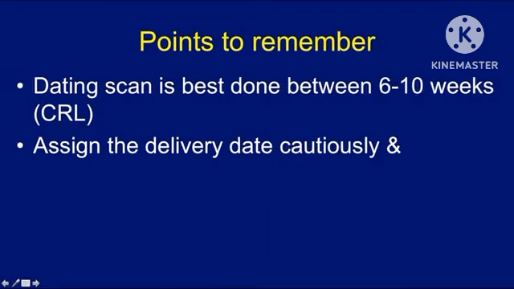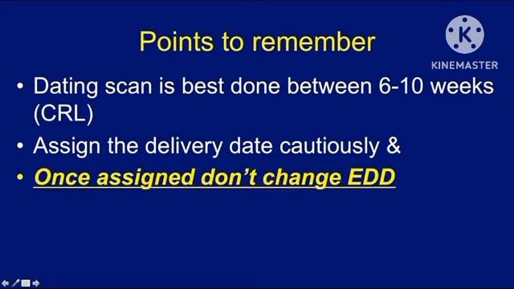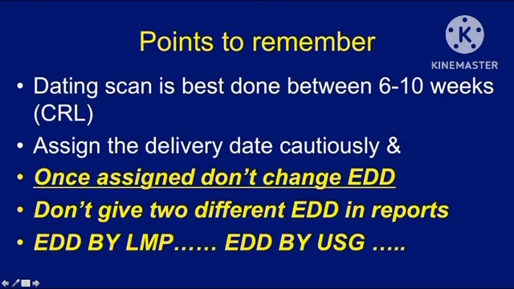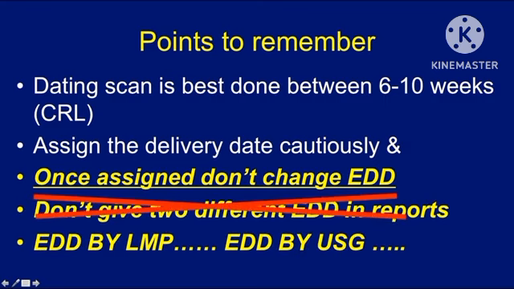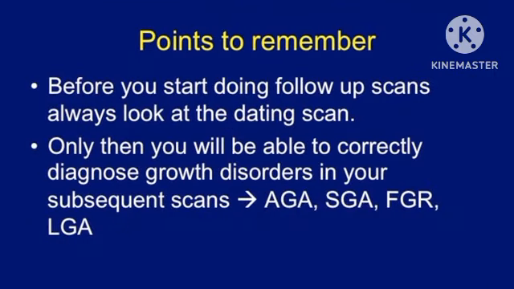So you should always remember that a dating scan is best done between 6 to 10 weeks using CRL. You should assign the delivery date cautiously, and once assigned, don't change the EDD in your subsequent reports. Don't give two different EDDs in your reports. Something like this should be avoided. Before you start doing follow-up scans, always look at the dating scan. Only then will you be able to correctly diagnose the growth disorders in your subsequent scans. The AGA, SGA, FGR, LGA, all these terms you will better understand once you have understood the concept of the dating scan and assigning the correct EDD.